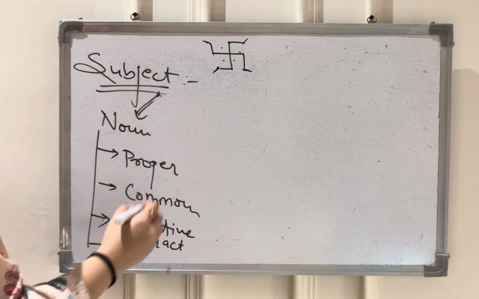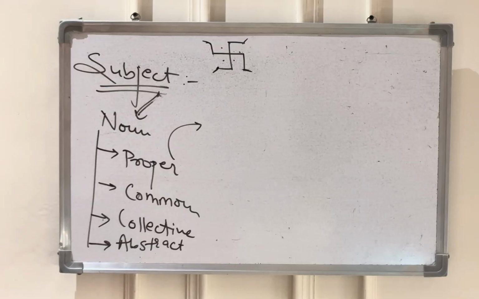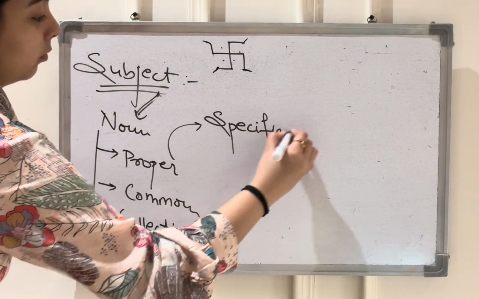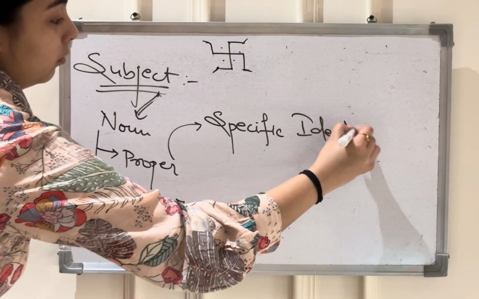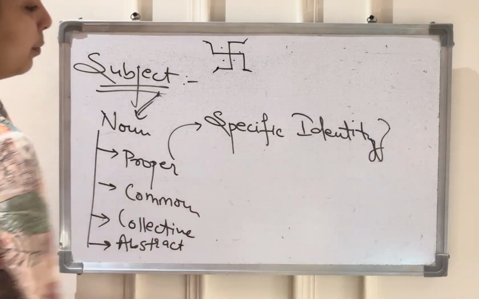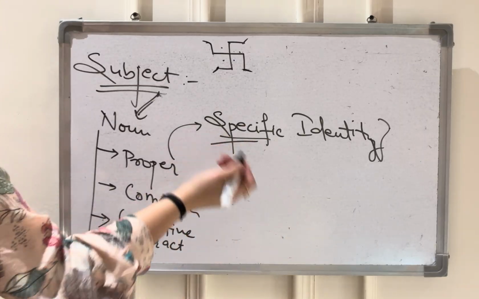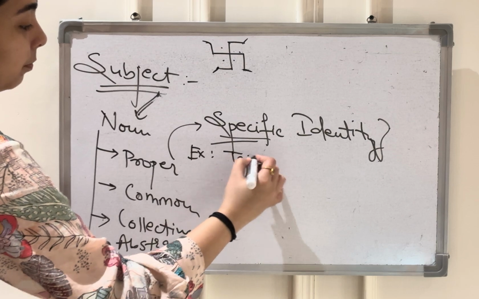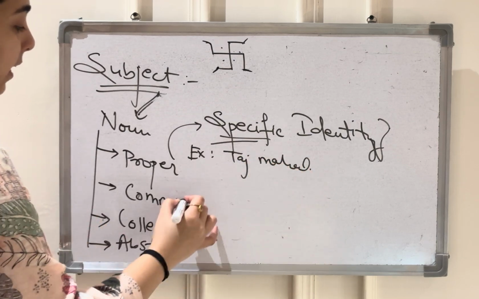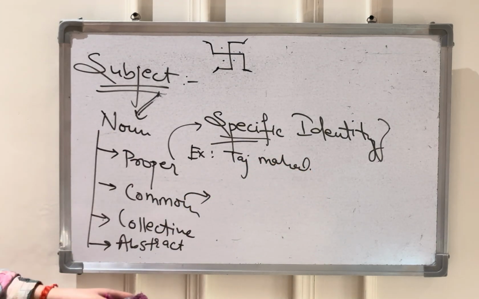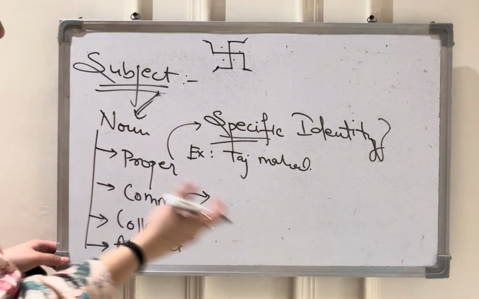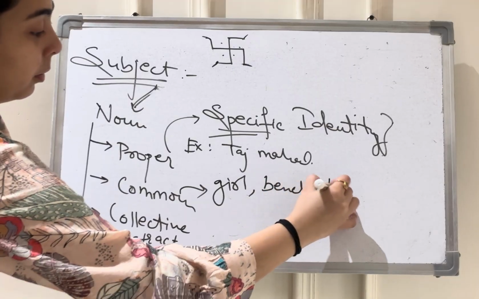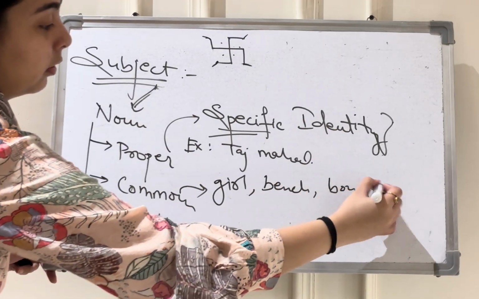So first we are starting with proper noun. Proper noun is something which has specific identity. Anything which has specific identity, that would be my proper noun. Example, Taj Mahal. The next one is common noun. Anything which does not have a specific identity, we use it generally in our conversations, like girl, bench, boy, pen.